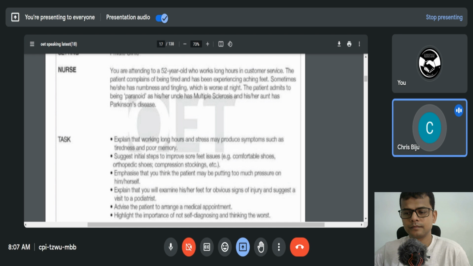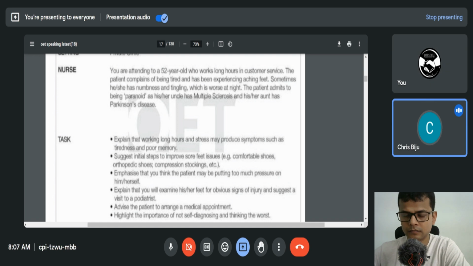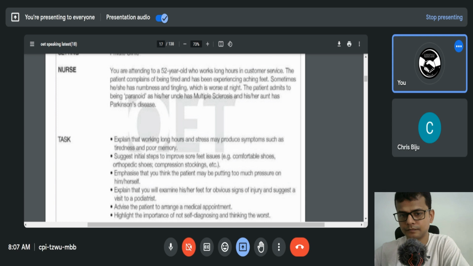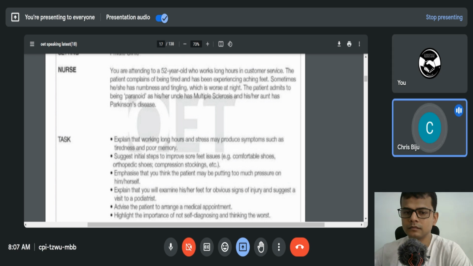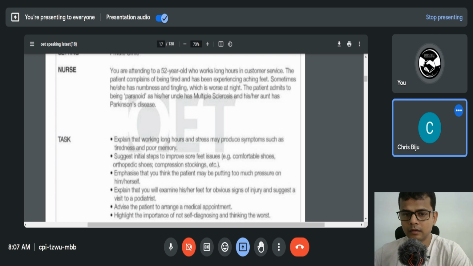Okay. First of all, you need to wear comfortable shoes. Will you be able to do that? Okay. Secondly, you can consider orthopedic shoes along with compression stockings. Do you understand? All right. Okay.